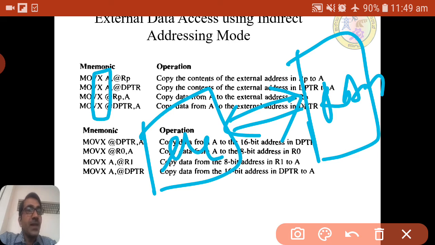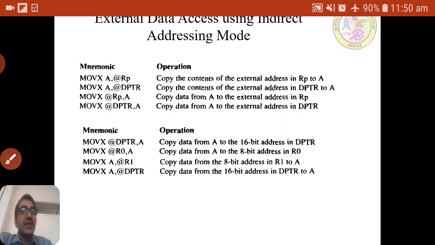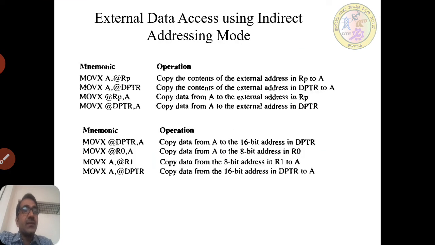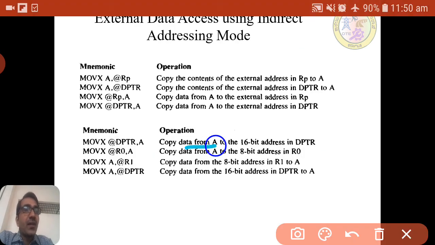And here the same thing. MOVX @DPTR, A means the content of A will be moved to the address which is stored in the DPTR. So for that particular location the content of A will be moved. Similarly here, MOVX @R0, A. The content of A will move to the address stored in R0.